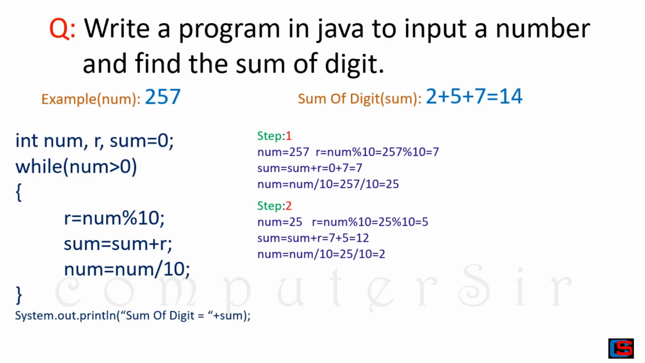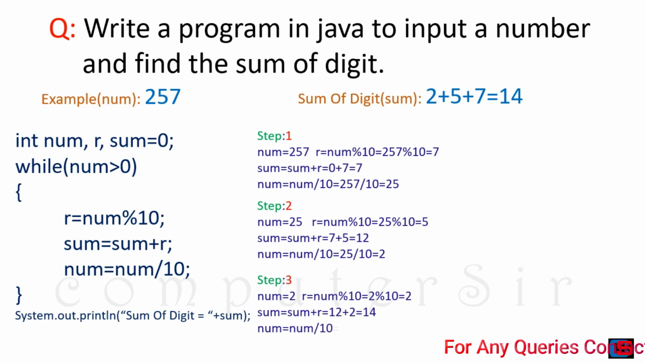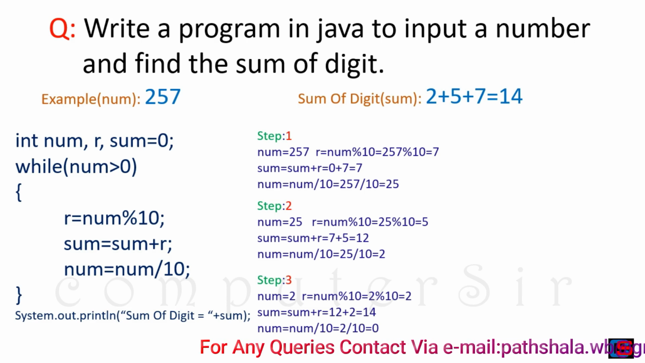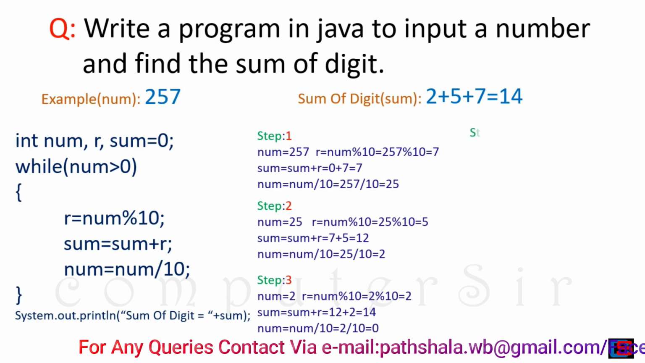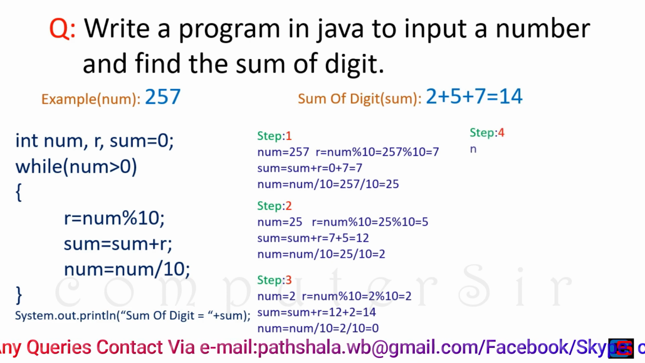So num becomes 2. In the next step, step 3, the value of the num variable is 2, so r equals num mod 10. So 2 mod 10 becomes 2 and sum equals sum plus r, and the previous value of sum is 12, so 12 plus 2 becomes 14. Now num equals num divided by 10, and as num is 2, 2 divided by 10, the quotient becomes 0. In step 4, you can see the value of num has become 0.